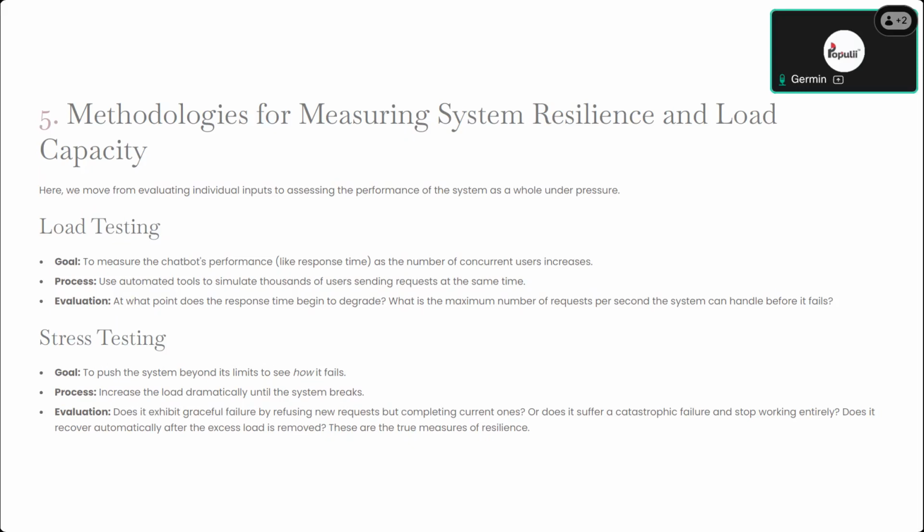Because in the real world, things will go wrong, and a great system is not one that never fails, but one that recovers quickly and smartly when it does.